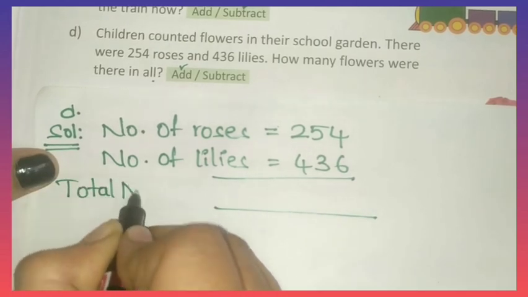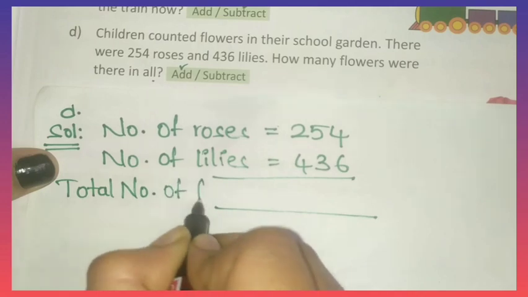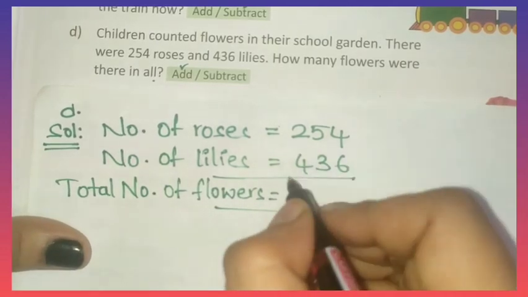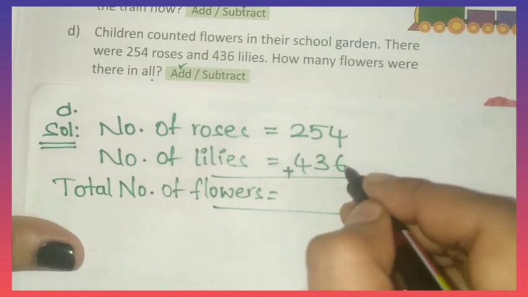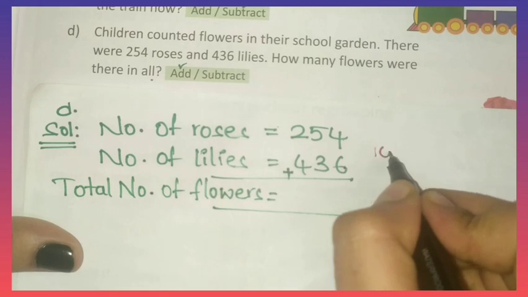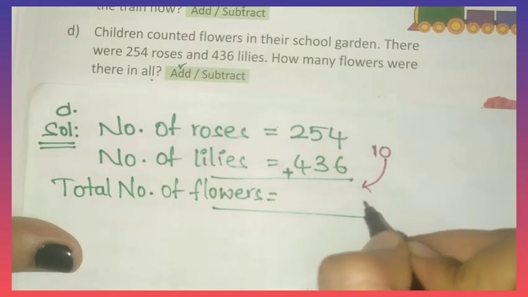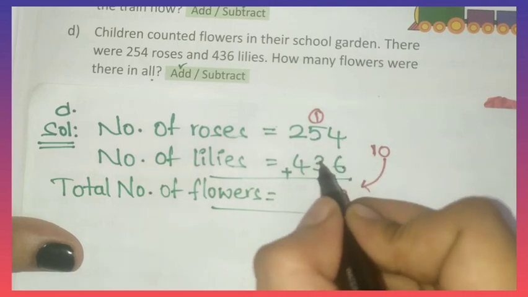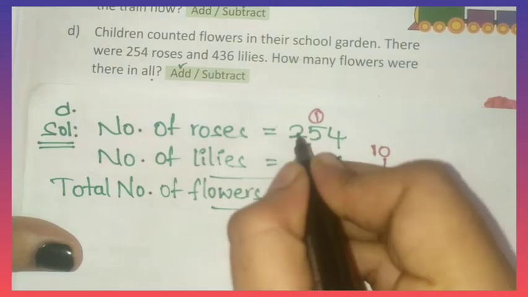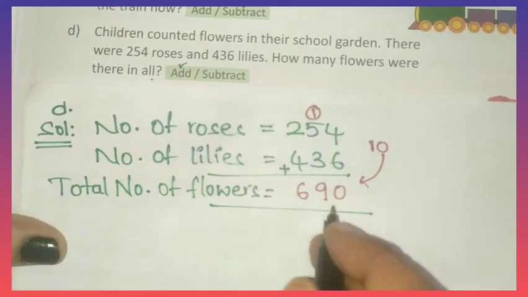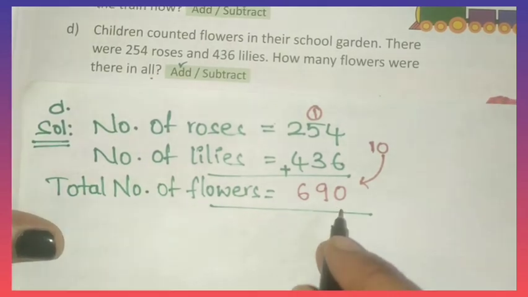Now, total number of flowers. Add this. 4 plus 6, 10. 10 is a 2-digit number. So, 0 will write here. 1 taken as carry. 1 plus 5, 6. 6 plus 3, 9. 2 plus 4, 6. Therefore, total 690 flowers are there in the garden.